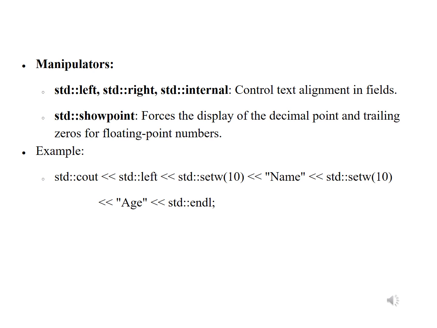If you give that, name will be written after pushing 10 spaces, and after name again it will push 10 spaces and the age will be written. It will be given as output, and this output will be in a properly formatted shape.